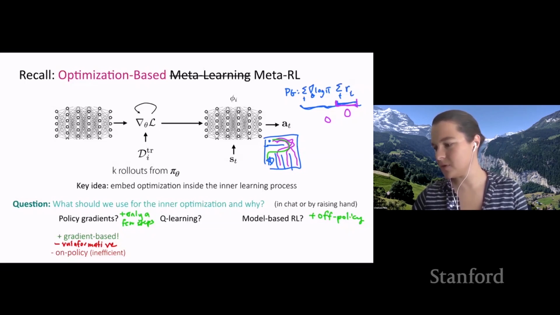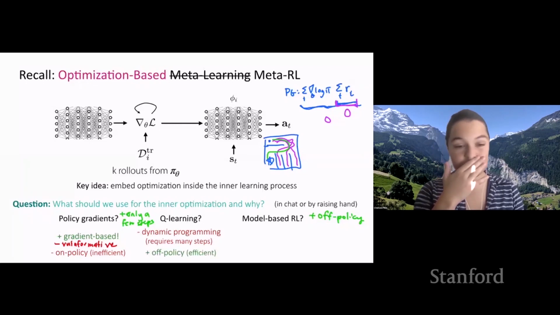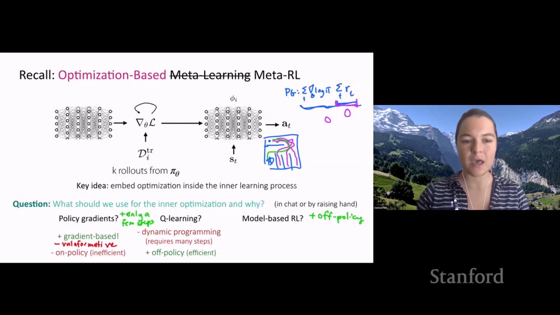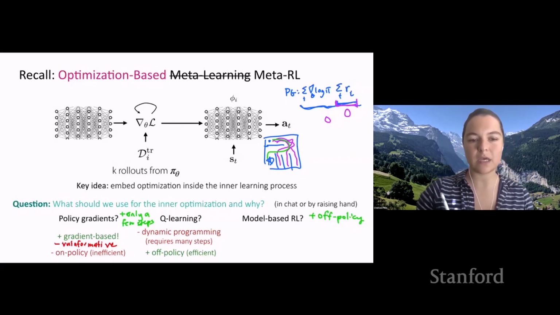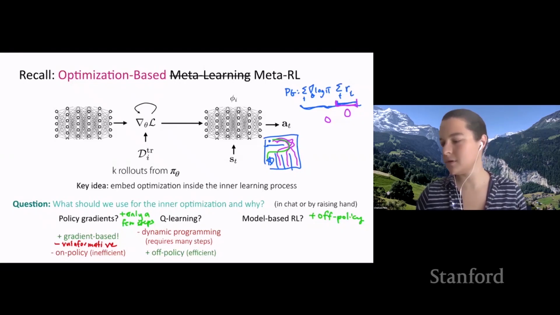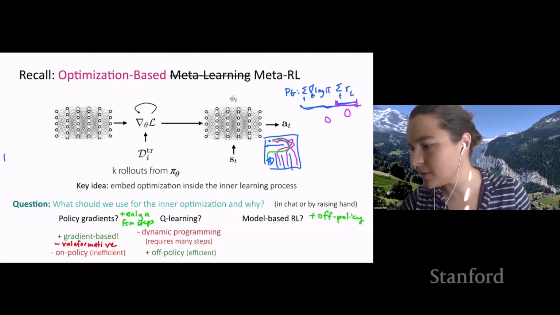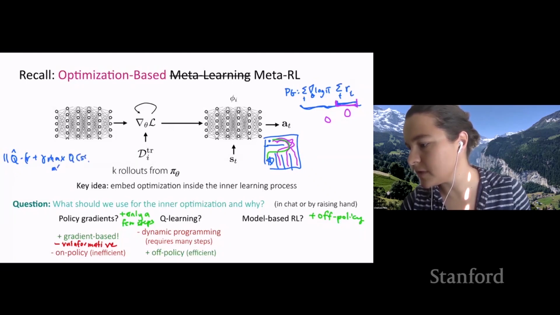What about Q-learning? One of the benefits of Q-learning is that it's off policy, and so it's very efficient at learning. The downside, which I think may have been alluding to, is that because Q-learning is running dynamic programming, it requires many gradient steps. So if you look at the Bellman equation, for example, maybe I'll write it over here. Your Bellman equation looks something like Q hat minus R plus gamma max A prime of Q of S prime, A prime.